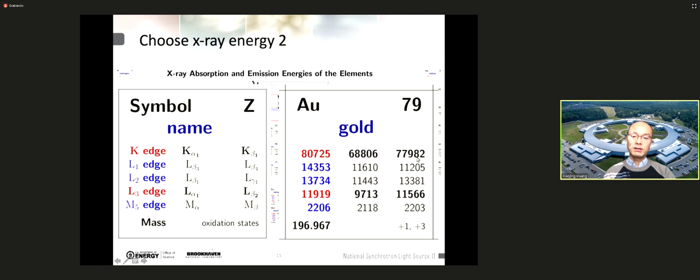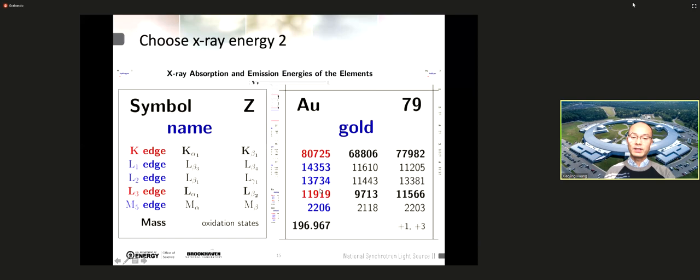The second and third columns are the emission X-ray energies. That means if you shine the gold with an 11.9 keV incident beam, the generated fluorescence signal is lower in energy than the incident excitation beam. So in a real experiment, if you know what signal you are looking for, you go to the table and find the excitation energy for that signal, and you need to tune your X-ray energy above the excitation energy.